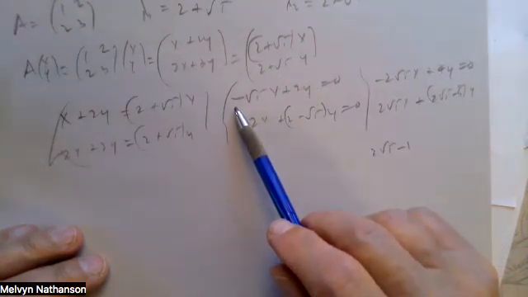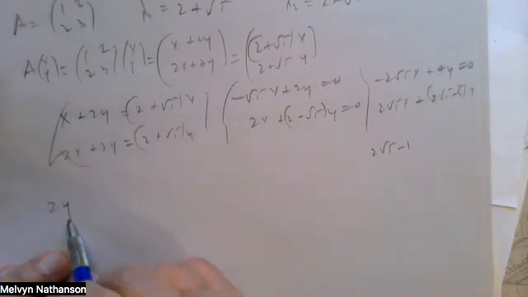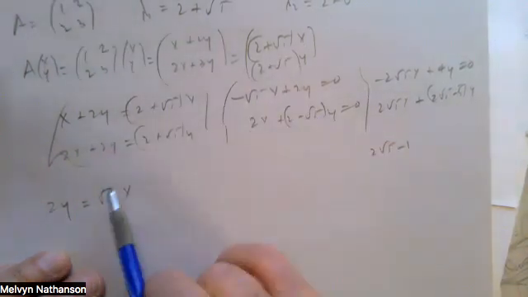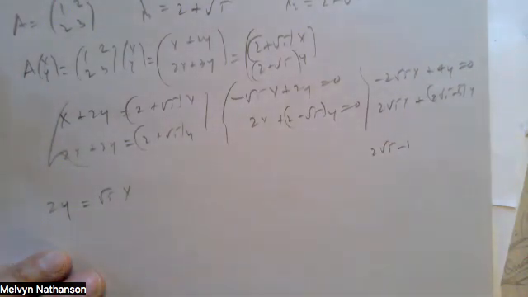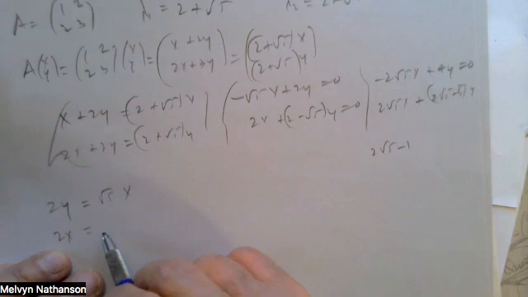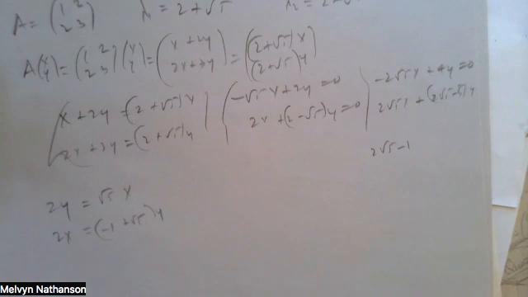So I get 2y equals square root of 5x. And for my second equation, I get 2x equals minus 1 plus root 5y. So something isn't right.